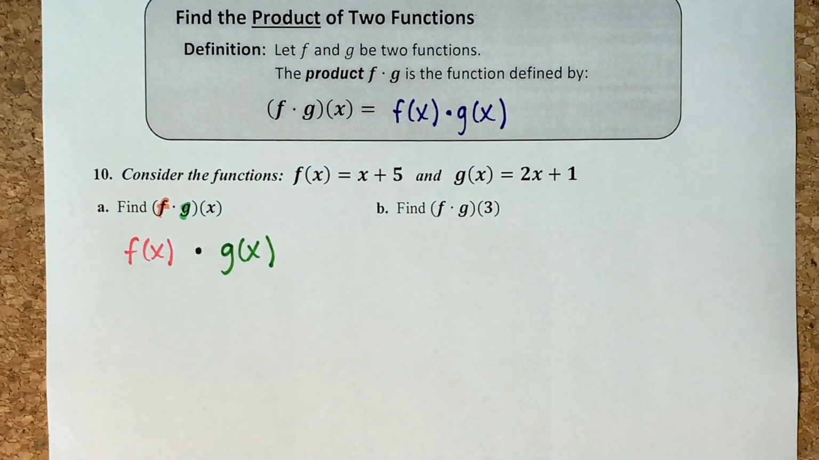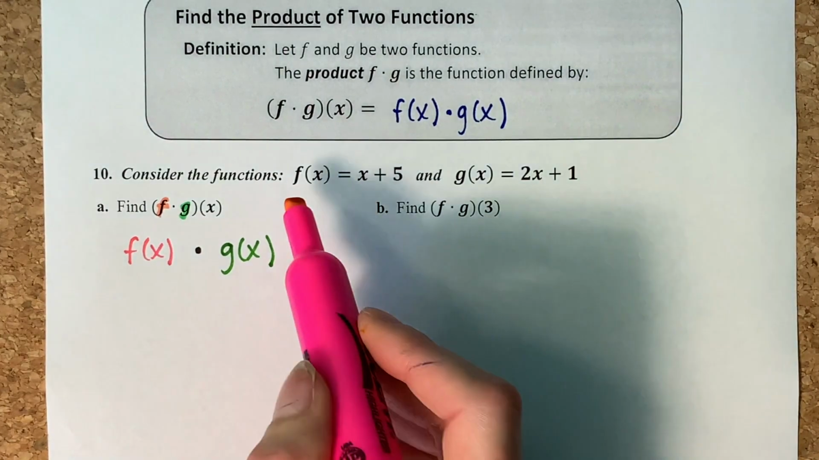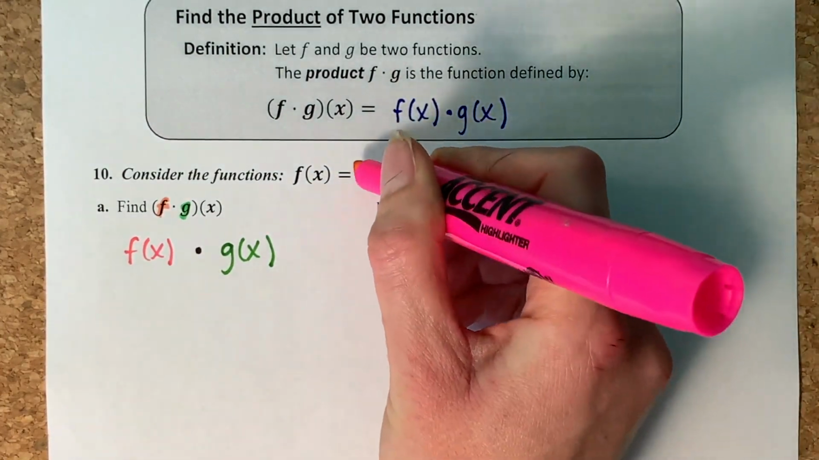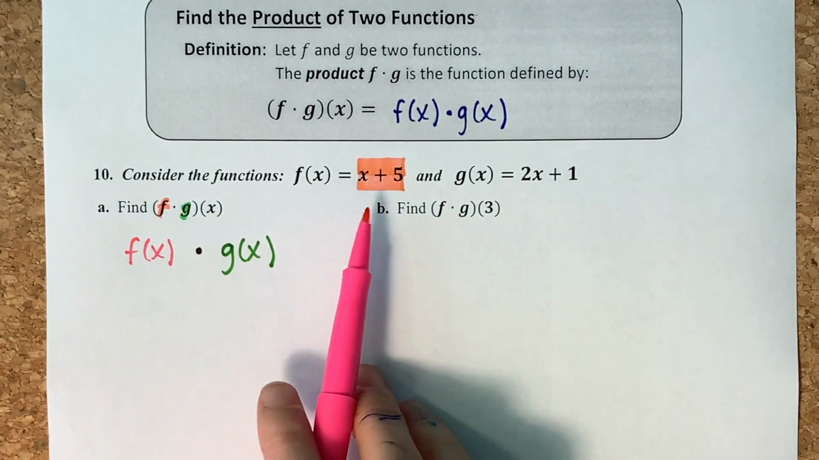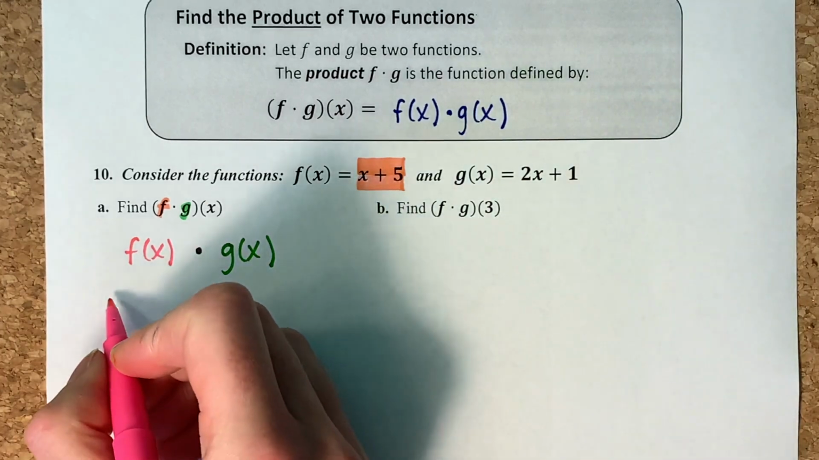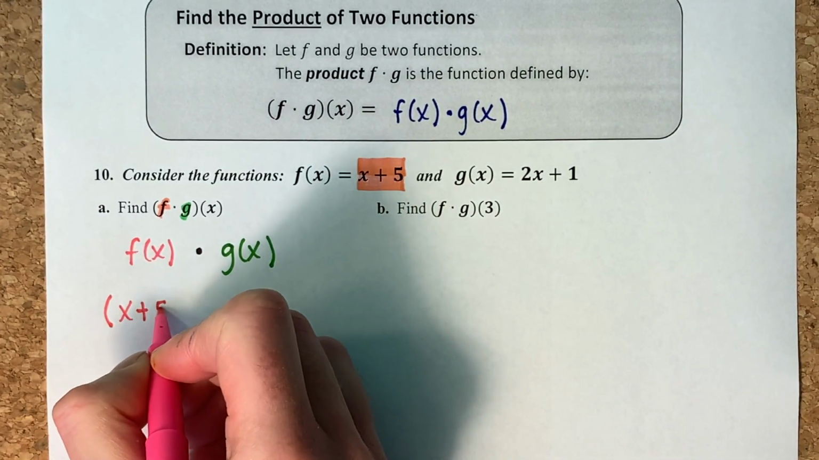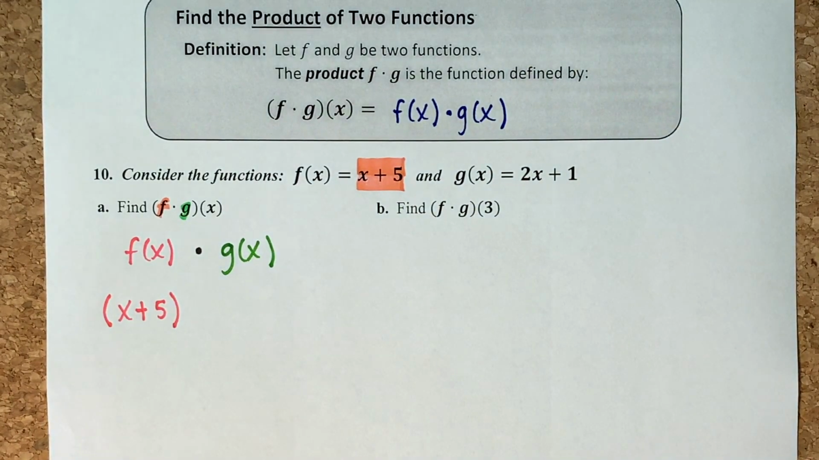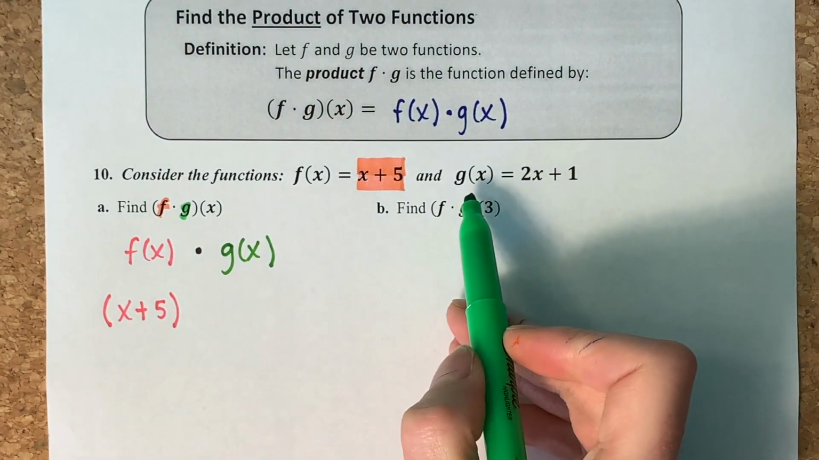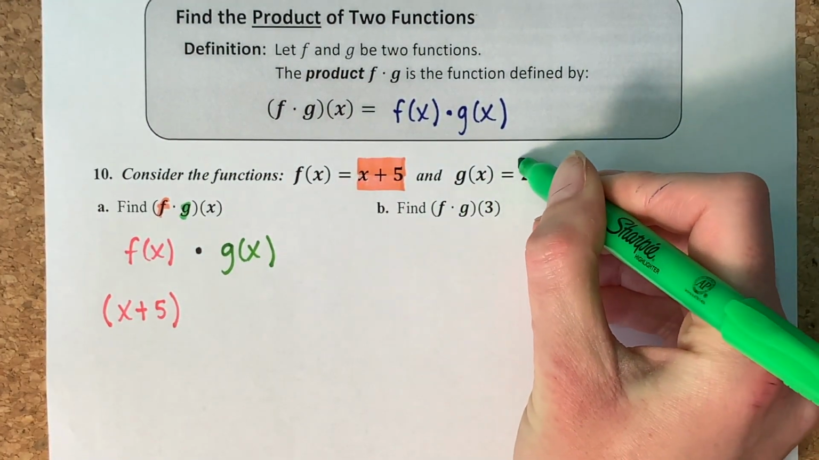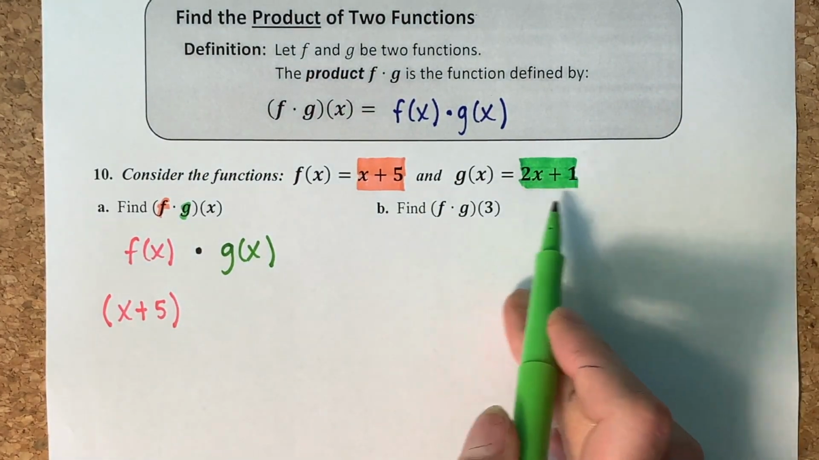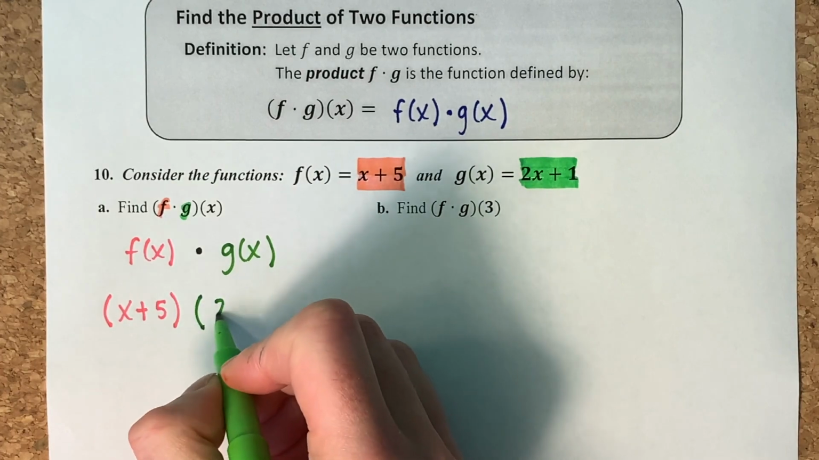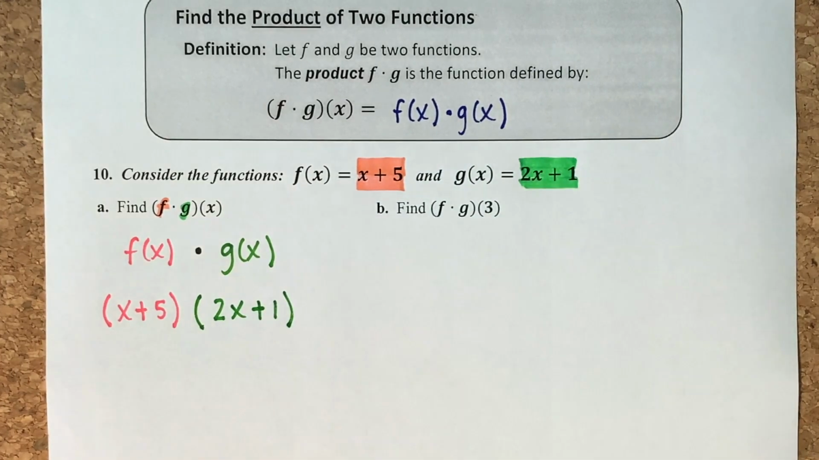Now let's look at the given information. We're told that f of x is equal to x plus 5. So let's go ahead and replace f of x with what it's equal to, which is x plus 5. And then if we look back up at the given information, we're told that g of x is equal to 2x plus 1. So let's replace g of x with what it's equal to, 2x plus 1. Now we've got a very familiar problem where we want to FOIL.